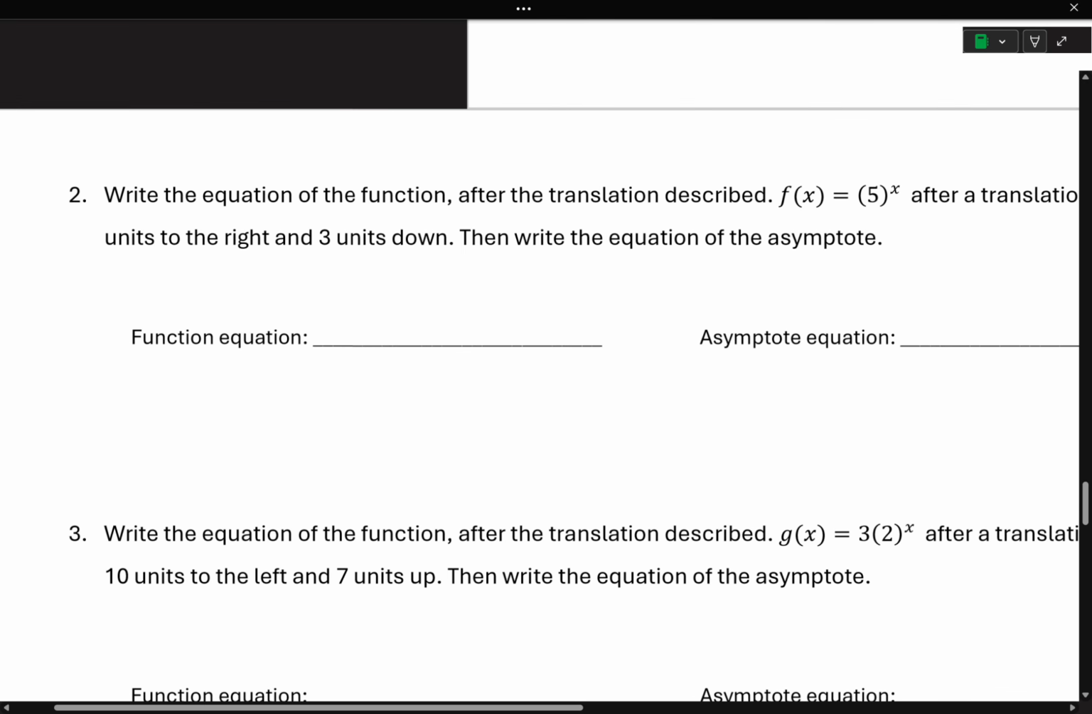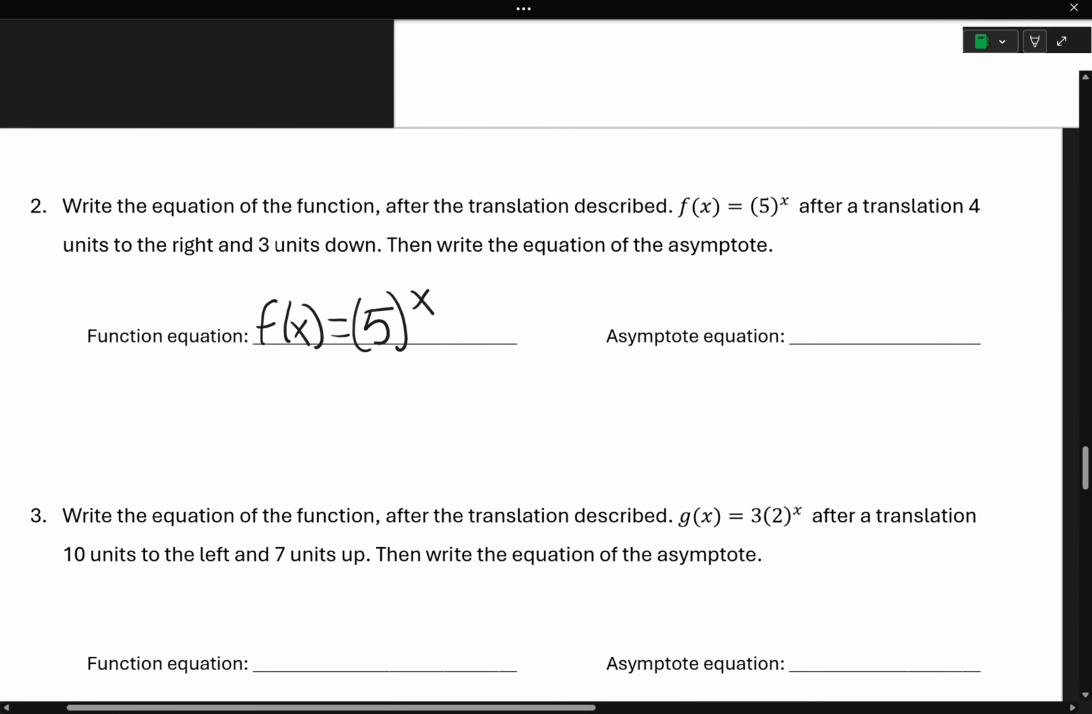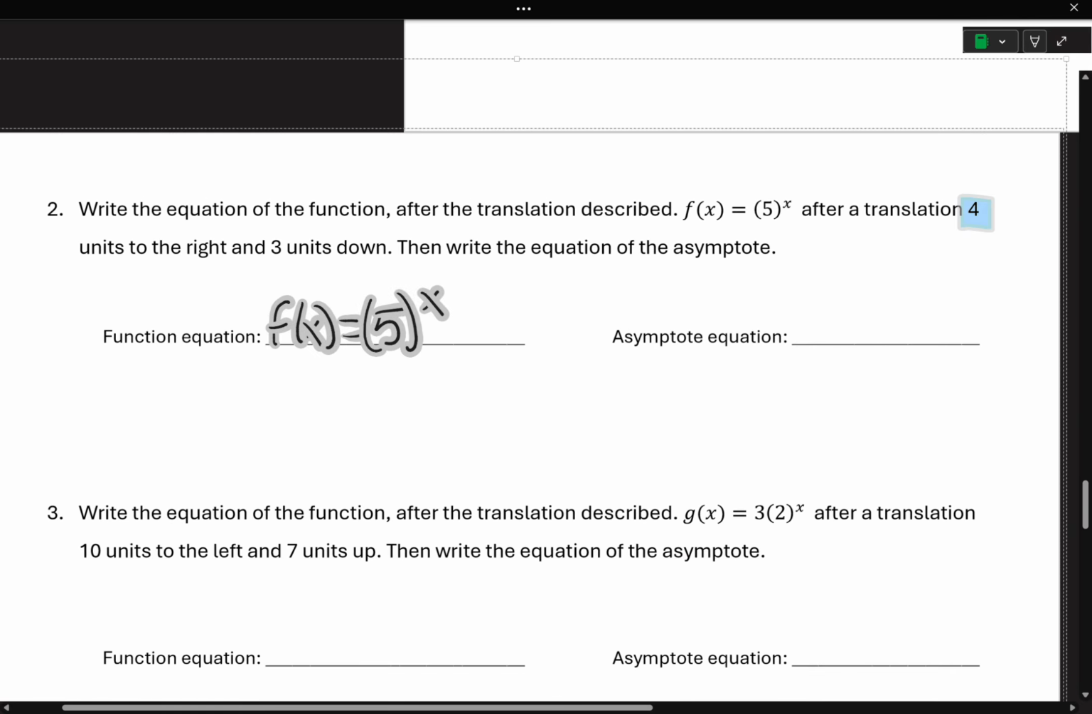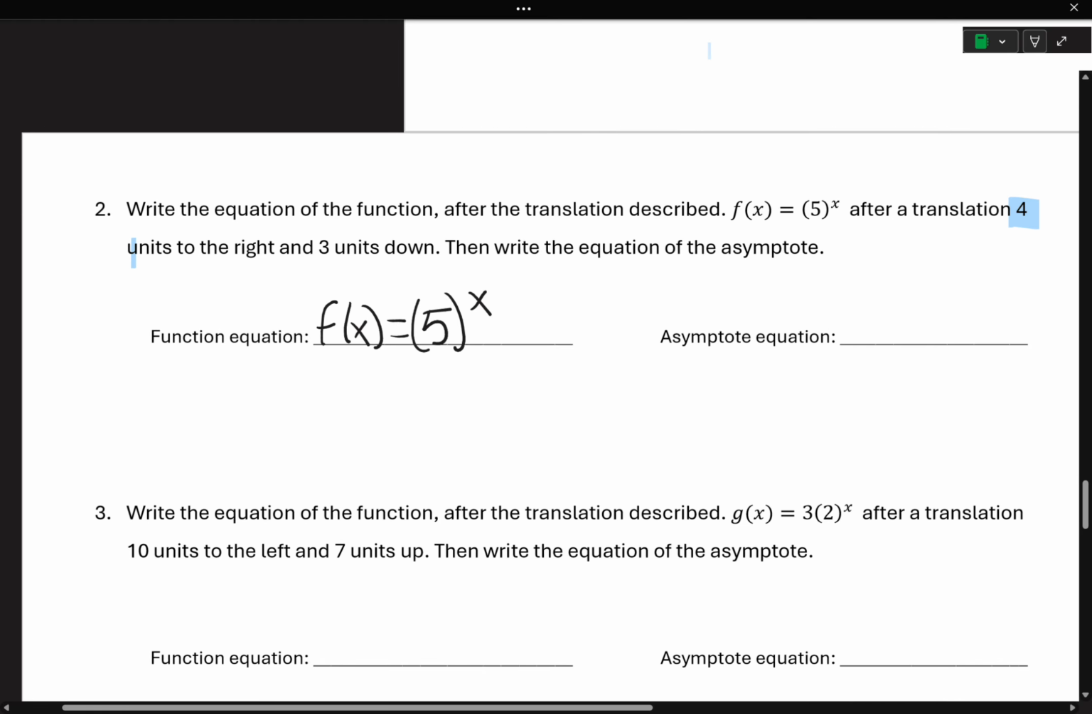In number 2, let's write the equation and then the asymptote. Remember, the asymptote moves if we're moving up and down. The original asymptote is 0. We're adding the up, subtracting the down. All right, function equation. We're starting with f of x equals 5 to the power of x. We have a translation of 4 units to the right, and then 3 units down. The asymptote's directly related to the down.